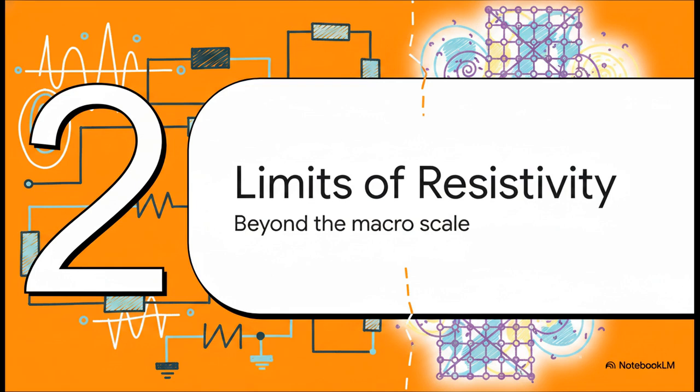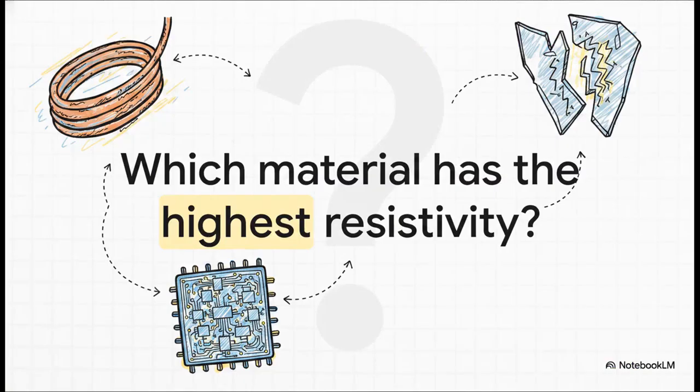Moving on to Section 2, the limits of resistivity. While this macroscopic way of classifying things is incredibly useful for basic engineering, it actually hides a massive scientific mystery underneath it all. Before we reveal the missing pieces of this physics puzzle, I want to test your own understanding real quick. Based on those broad categories we just established, which of these everyday materials strongly opposes electric current the most? Is it A, copper, B, glass, C, silicon, or D, all of the above?